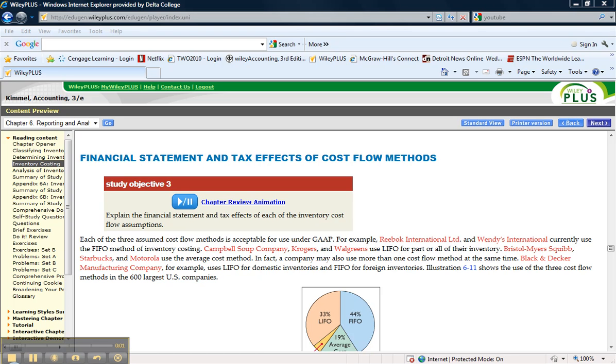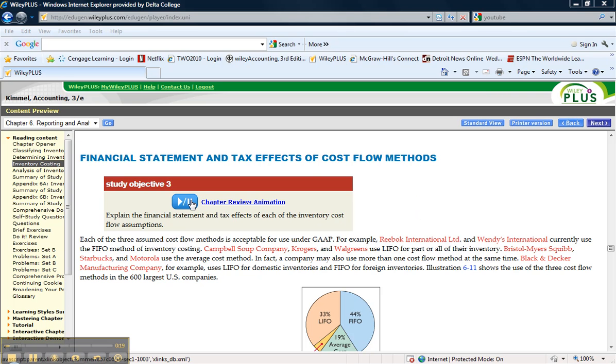Now that we can talk about and use those cost flow methods a little bit, we can look at the financial statement and the tax effects of cost flow methods. So there's a consequence to choosing different methods for figuring out your inventory and your cost of goods sold. So we'll get into study objective 3 now.